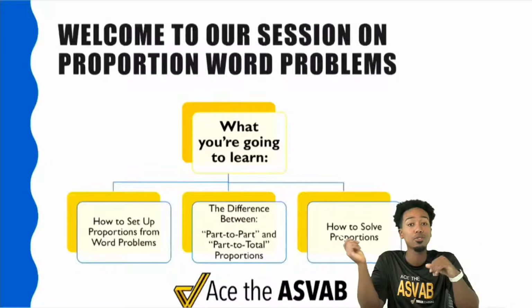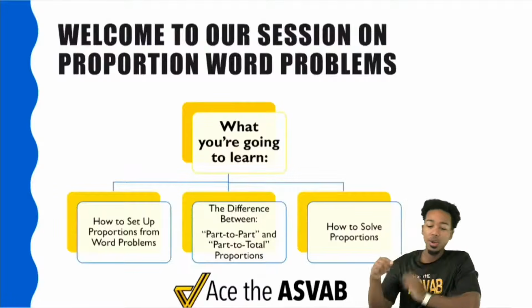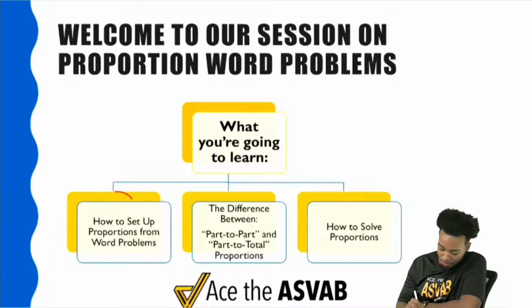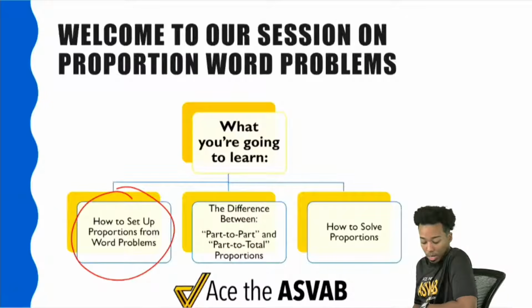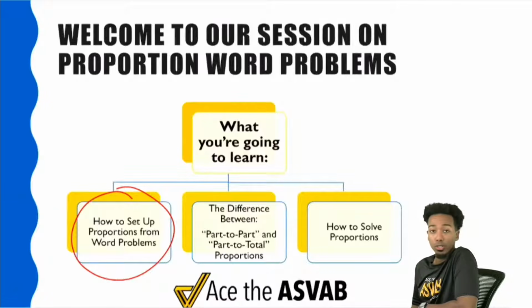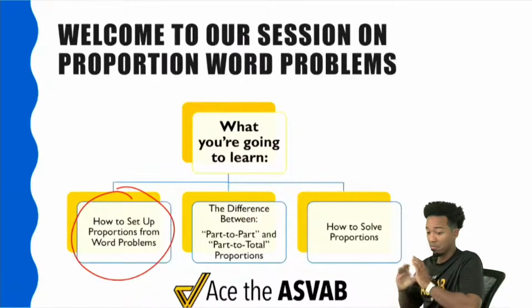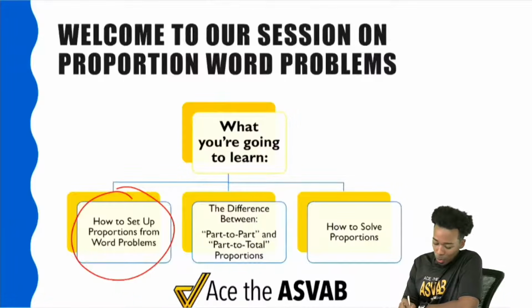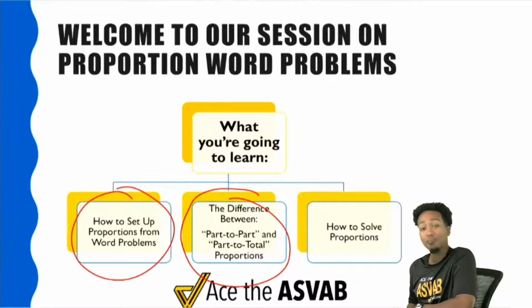So if you missed this screenshot earlier, this is for you. We have three main things that we're going to be going over today, guys. Number one, we're going to be learning how to set up proportions when it comes to word problems. Very tough thing to do. I've got to make sure you know how to do it. Number two, we're going to learn the different types of proportion word problems.